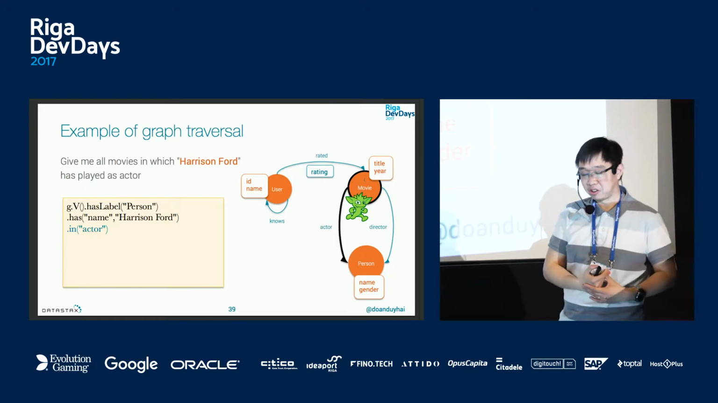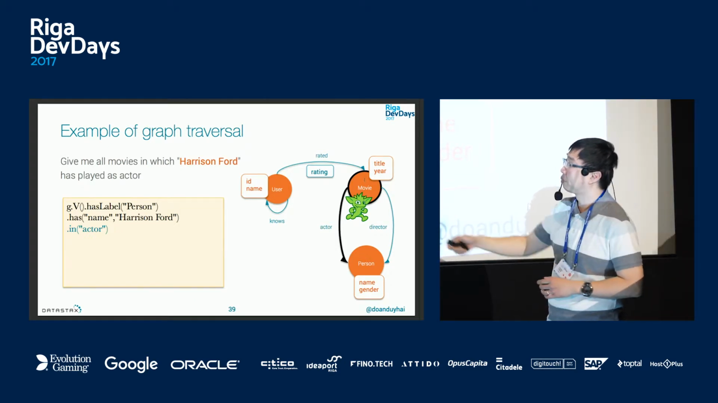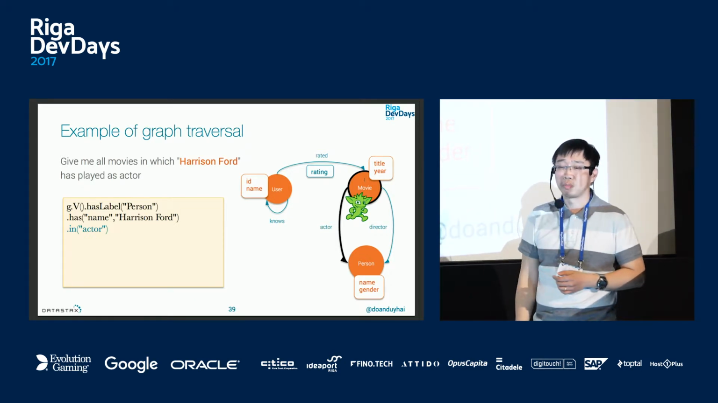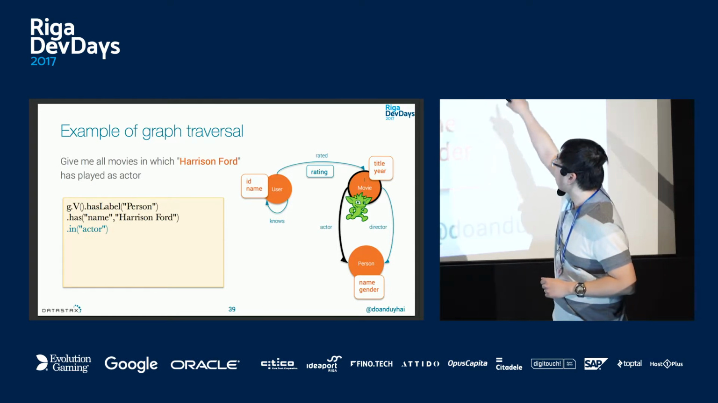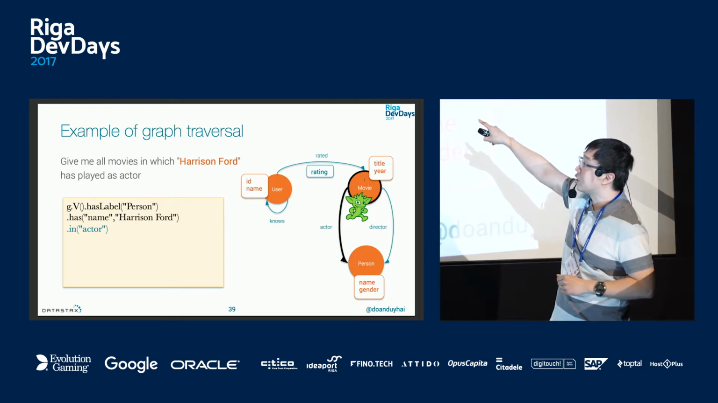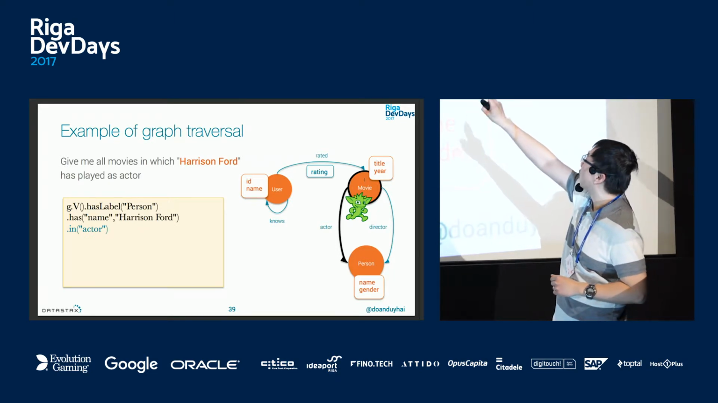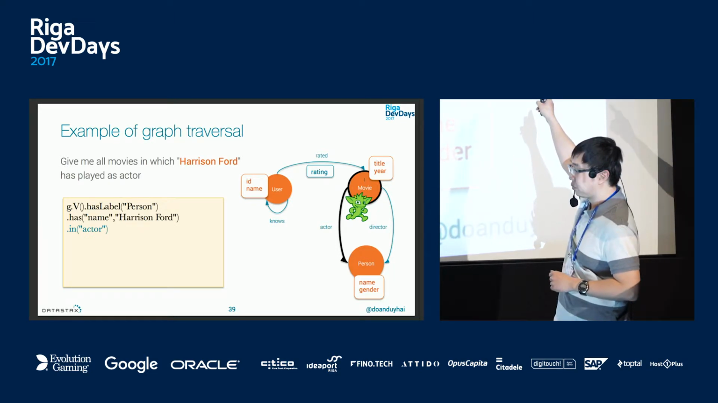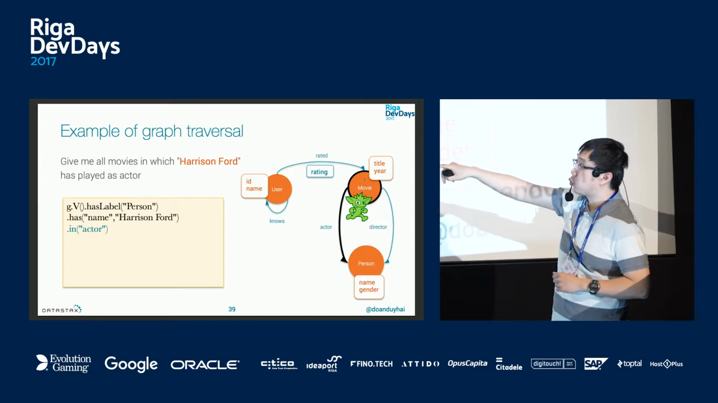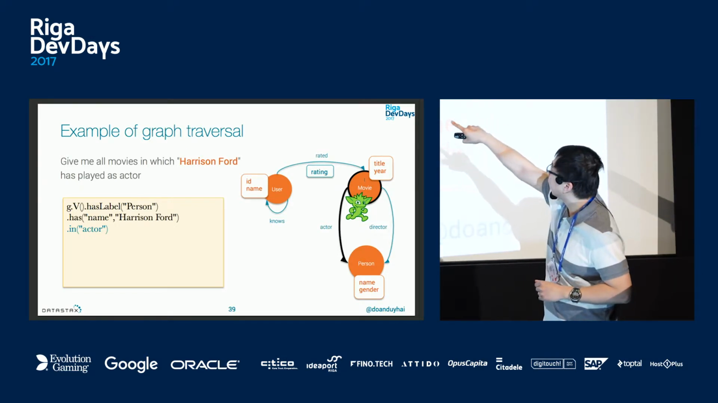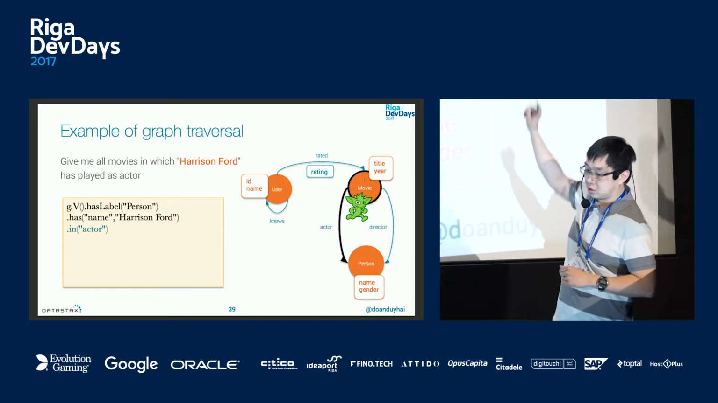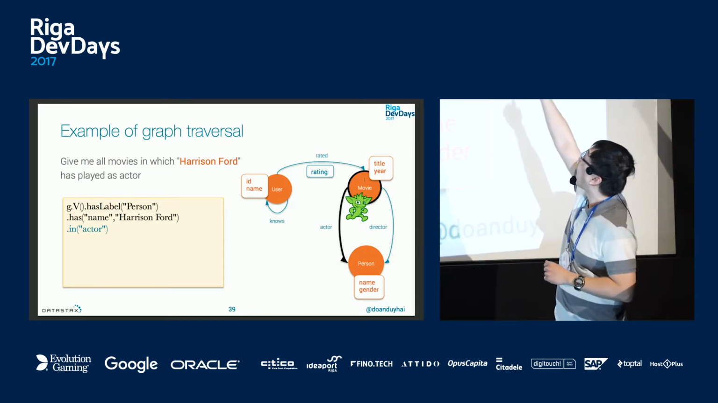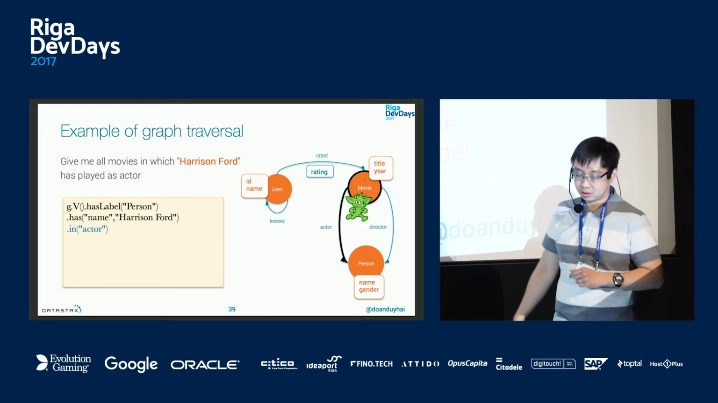Now it becomes interesting: in('actor'). What does it mean? In means incoming. So I'm here at the person vertex, and I want to take the incoming edge. There are two incoming edges, actor and director. I want to take the incoming edge with the label actor, so I navigate using this incoming edge to the movies. So now after this step, I am staying at the movie vertex.